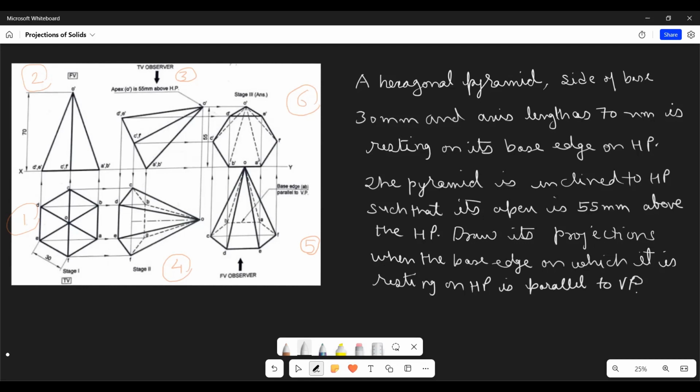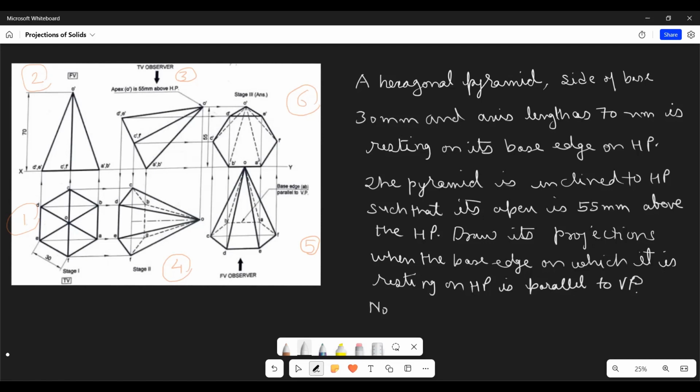But there is one more point given in the solution, and that is we can see that the top view is also touching the vertical plane. We see that the top view is touching the vertical plane, means we can frame one more sentence like this.